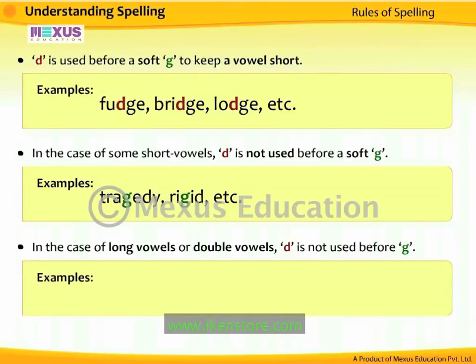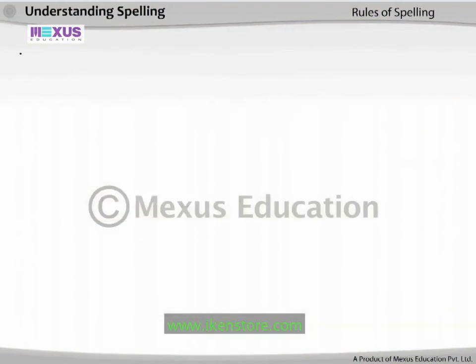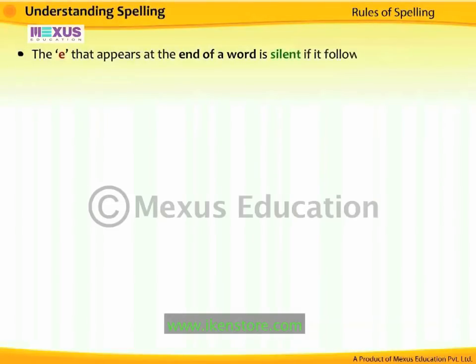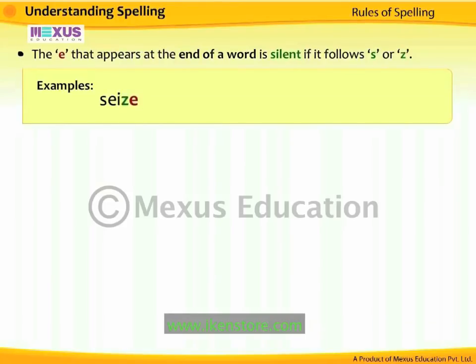In case of long vowels or double vowels, D is not used before G. For example, stage, rage, huge, etc. The E that appears at the end of a word is silent if it follows S or Z. For example, seize, sees, cheese, breeze, etc.